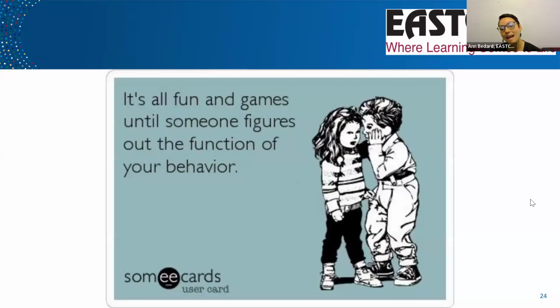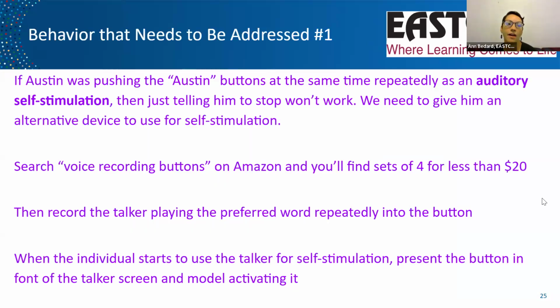And now we can get into behavior a little bit. So our last objective, it's all fun and games until someone figures out the function of your behavior. So if you're seeing a behavior such as Austin pushing the 2 Austin buttons at the same time, getting that surround sound, and you're suspecting that it might be for auditory self-stimulation, just telling the student to stop is not going to work, but we can give them an alternative way to do it.